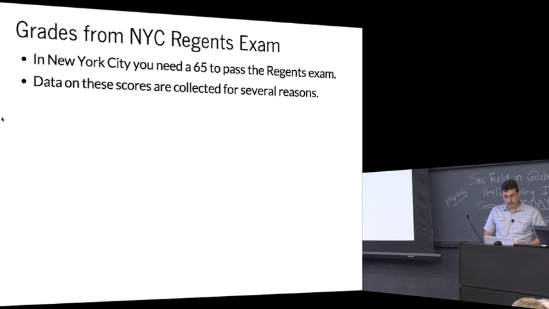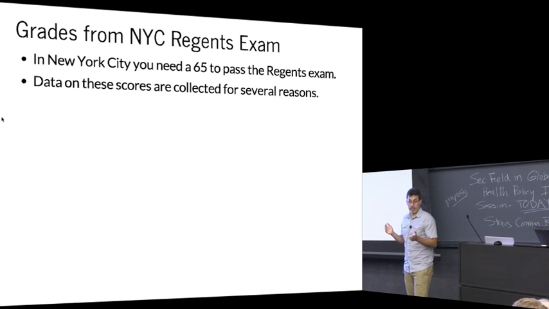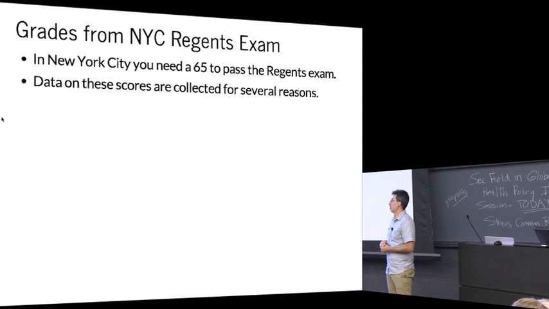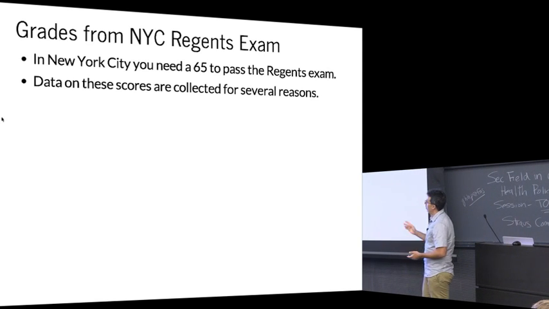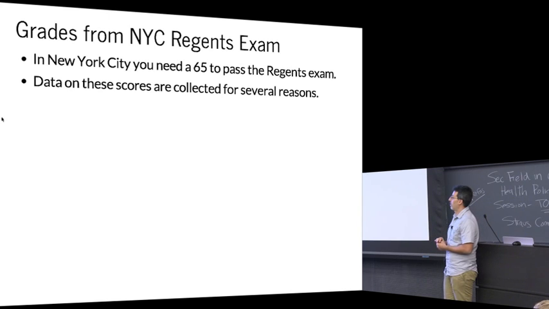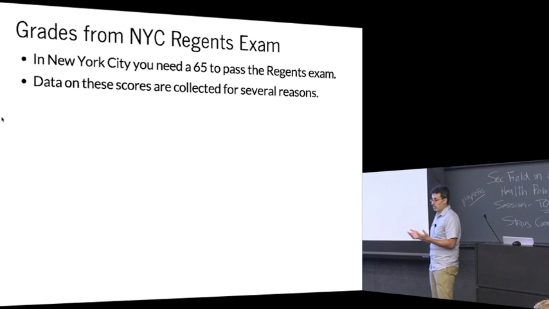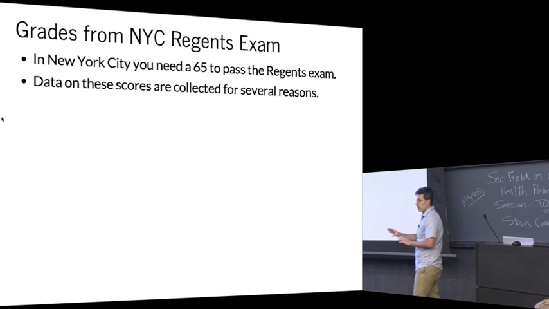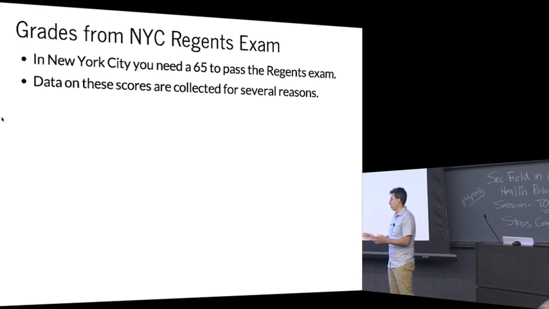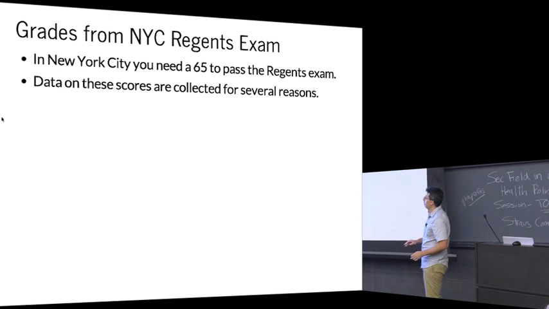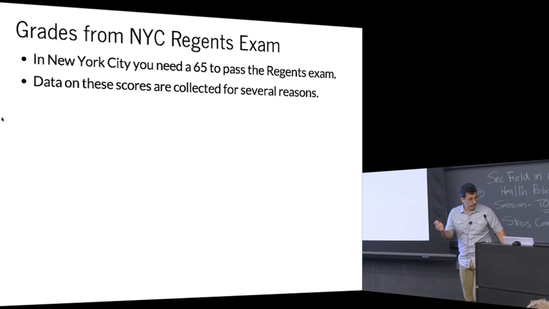So I'm going to show you a couple of examples of pictures that are not even that pretty, but they really show you something interesting just by making a picture. The first example relates to scores from an exam that is given in New York. It's called the Regents exam, which you have to get a 65 to pass. These data are collected for many reasons. People study them and make sure that certain areas aren't doing worse than others, and there's no schools that are really doing poorly. So the data is available. You can get it and make pictures.